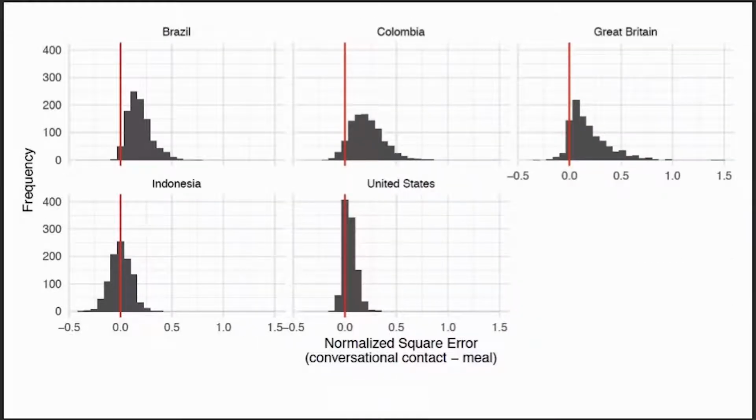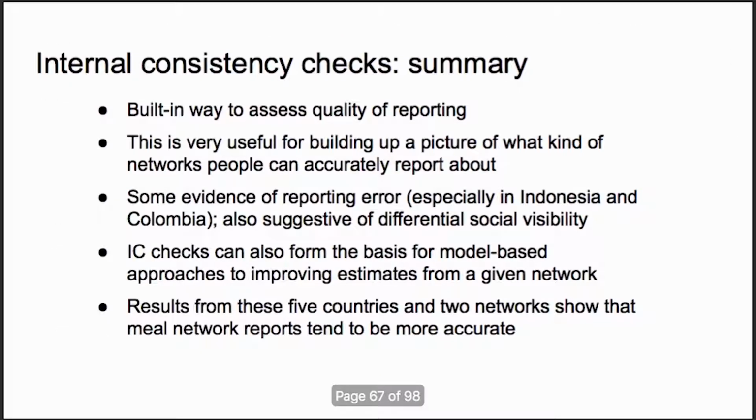We can do this for each tie definition, and the conclusion is that with the exception of Indonesia, it's pretty clear that the meal definition seems to be providing more accurate estimates. So if we did this study again, I would try the meal definition and I would compare it to something else to try and improve over time the type of network that we're asking about. But at least from the evidence that we have here, the meal definition seems to be better.